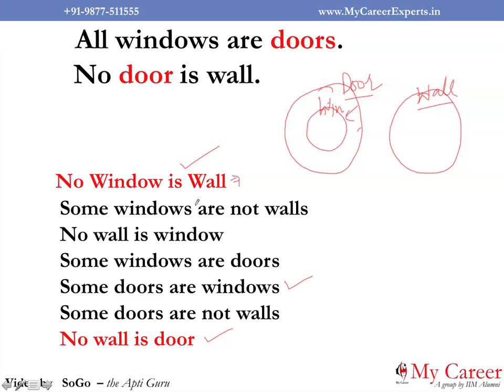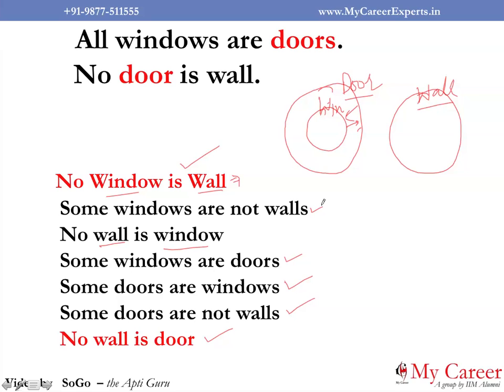When we say no door is a wall, we can automatically also say some doors are not walls. Because when I say no is wall, then some can also be said. When we say no window is a wall, automatically we say no wall is a window. So some windows are doors. Yes. When we say all windows are doors, we can also say some windows are doors, not vice versa. Some windows are not walls. This can also be said.